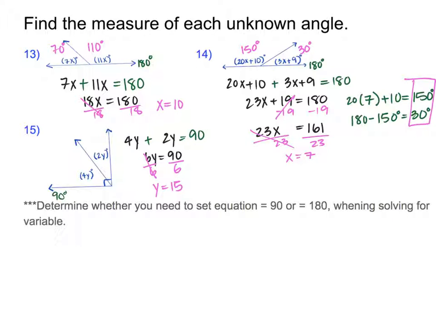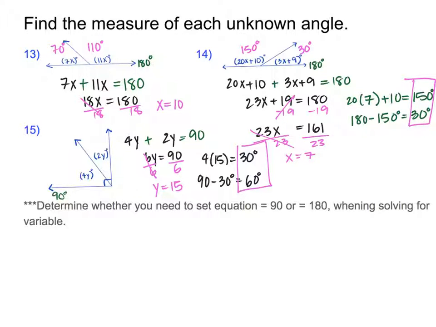So that would be 4y, or 4 times 15 equals 30 degrees. Oh, well, okay. So if this is 90 degrees total, I subtract that 30 that I just got. That means the other angle had to have been 60 degrees. So my two complementary angles are 30 and 60.